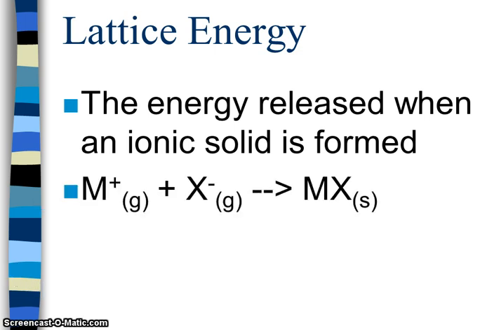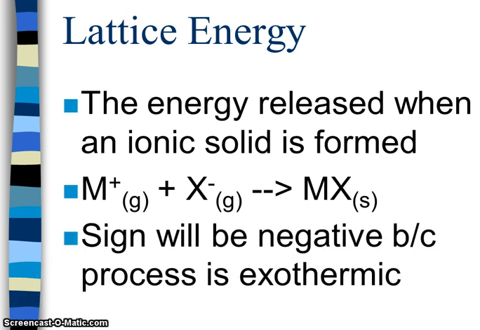So if we look at an example, we've got a gaseous positively charged ion and a gaseous negatively charged ion. And when those ions are attracted to each other and come together to form a binary ionic compound, they're at a lower energy state. So the sign on that process, or our lattice energy, will be an exothermic process, so it will always be a negative sign.